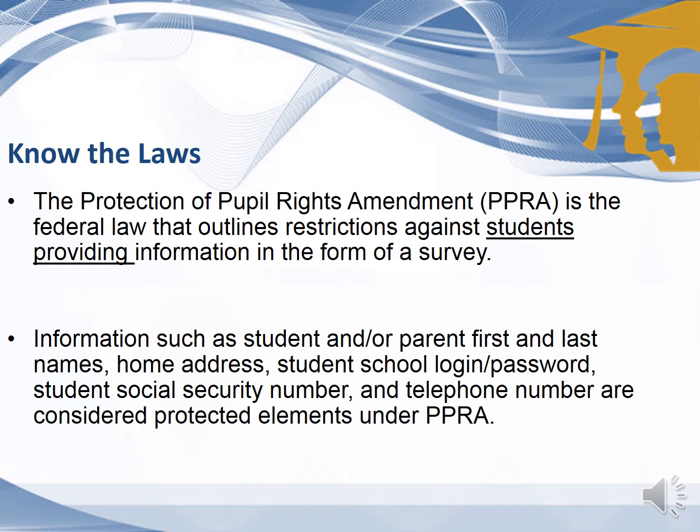PPRA requires schools to notify parents of any aged child about instructional activities in which PII is obtained from students and can be marketed or distributed to others. PPRA also provides parents with the right to inspect these instructional materials and opt their students out of these activities.